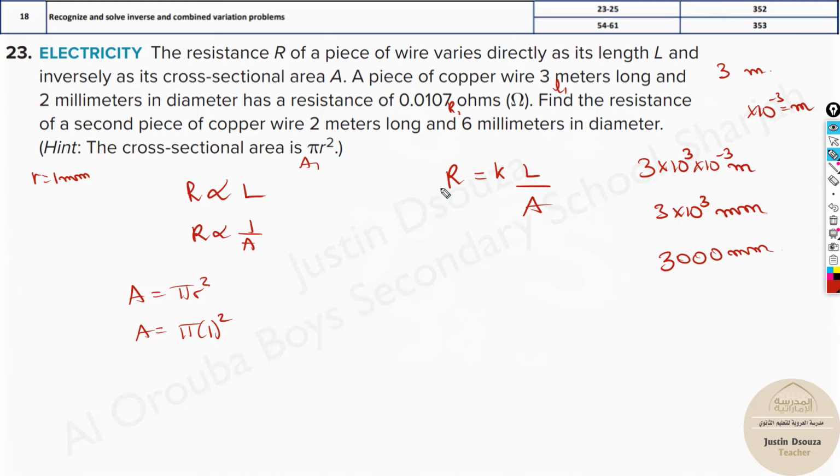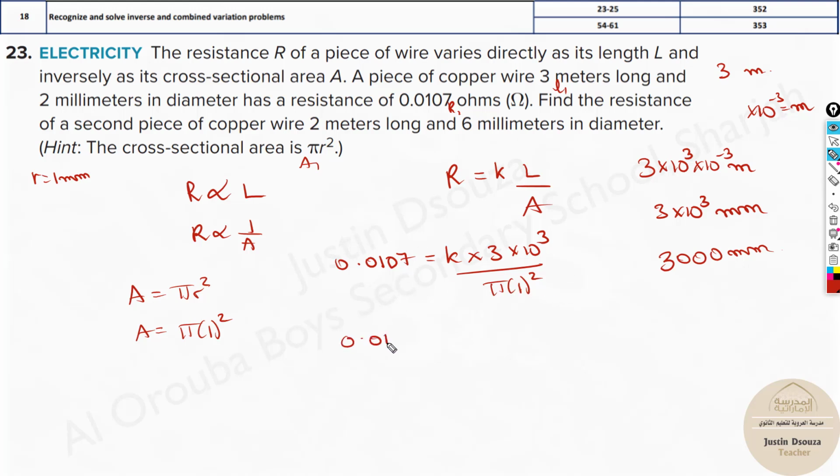Now let us substitute over here. So this resistance will be, now we know the resistance value, isn't it? Let's substitute the resistance value: 0.0107, that is equal to K, that is unknown, times 3 into 10 to the power 3 divided by the area, pi into 1 square. So that will be just pi.